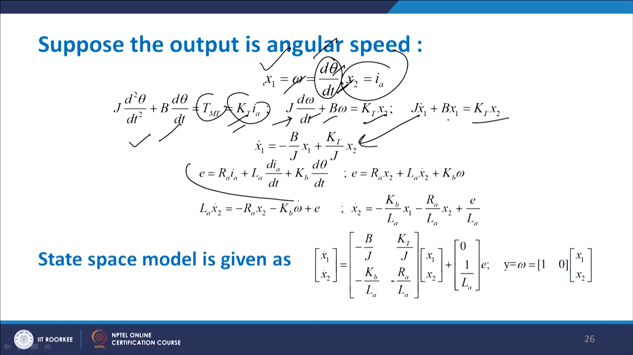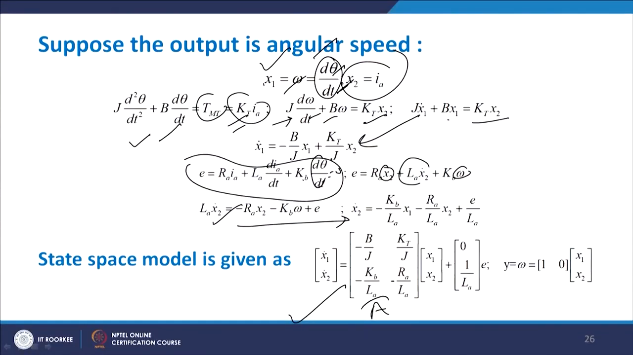Then the equation of the armature circuit: e equals ra into i, which is x2, plus la di by dt, which is x2 dot, plus kb into d theta by dt, which equals omega, so we have written omega. Again we have solved it and got this equation, and from this we get x2 dot equal to minus kb by la x1 minus ra by la x2 plus e by la. So this is the expression.